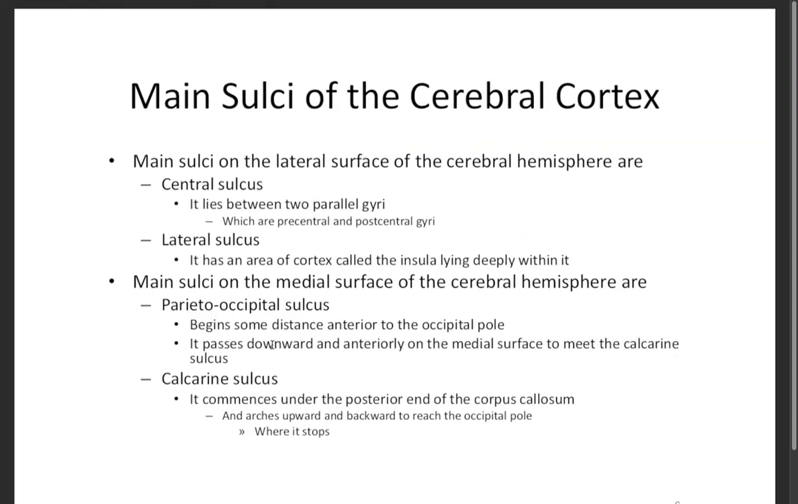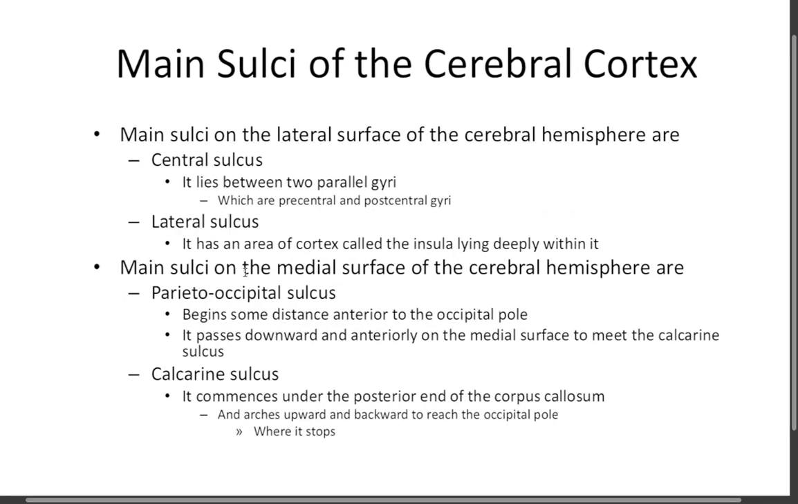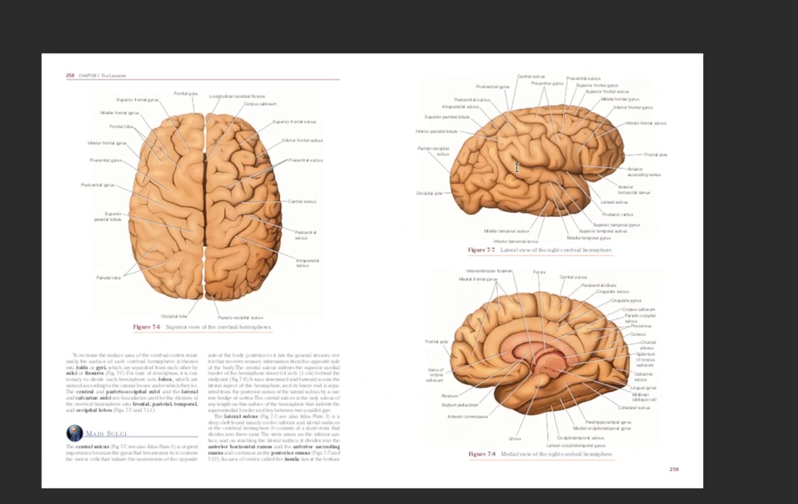In here the lateral sulcus. The main sulci on the medial surface of the cerebral hemisphere are the parieto-occipital sulcus. From its name, it is between the parietal and the occipital lobe, and the calcarine sulcus also in the posterior part. The parieto-occipital sulcus begins some distance anterior to the occipital pole, and it passes downward and anteriorly يعني لتحت والى الامام on the medial surface to meet the calcarine sulcus. هلا راح نشوفهم. يعني الباريتو occipital هون راح يكون في المنطقة الخلفية تقريبا.